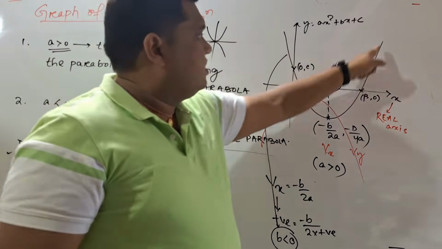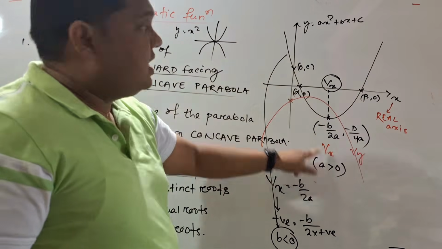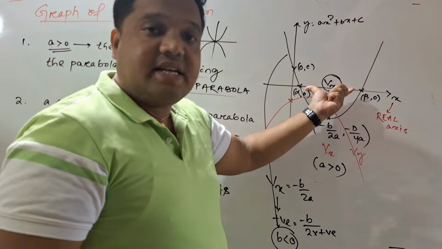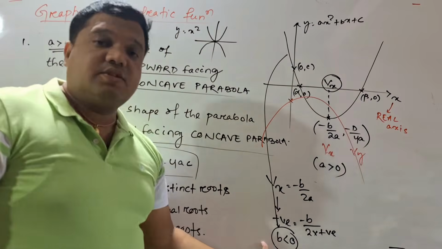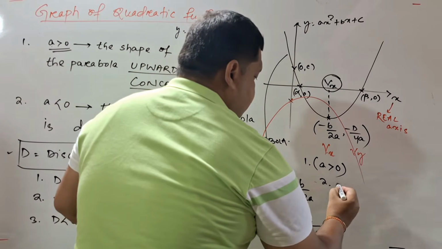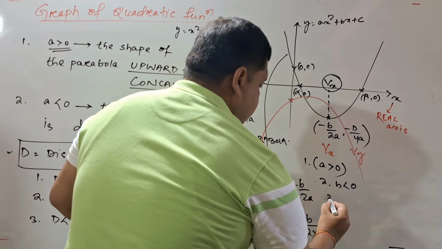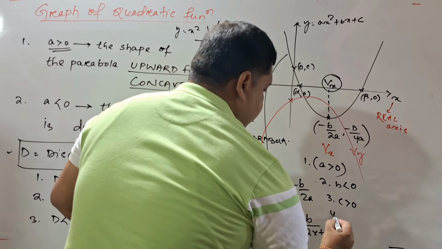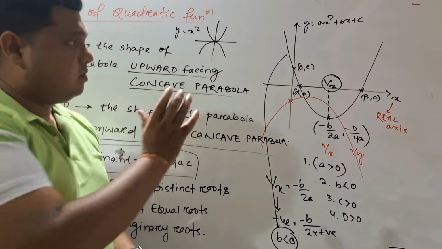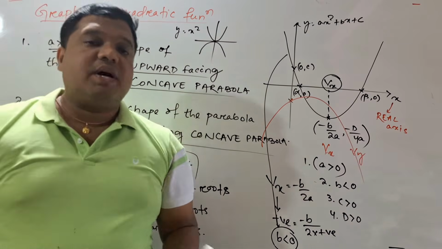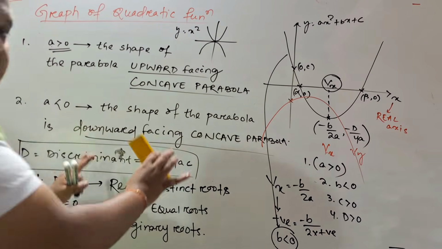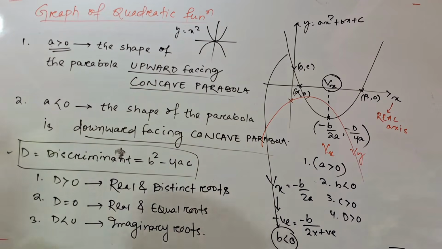So for this figure, a greater than 0, c greater than 0, d greater than 0. Why d greater than 0? It will touch the x-axis, the real axis, and b less than 0. So the status is a greater than 0, b less than 0, c greater than 0, and fourth, d is also greater than 0. So by looking at a particular graph, you can tell me all the parameters of the quadratic function. Now based on this, I will solve one question. Understood? Just write it down or take a screenshot.